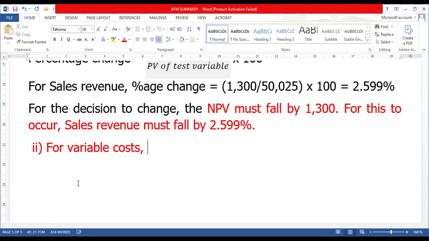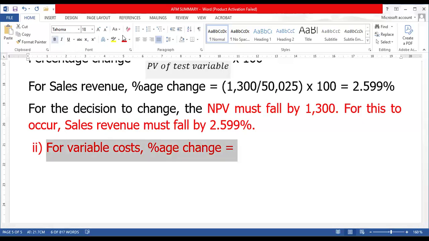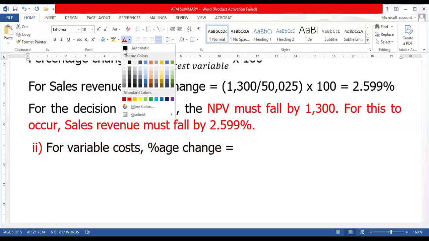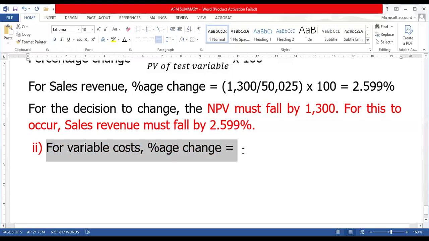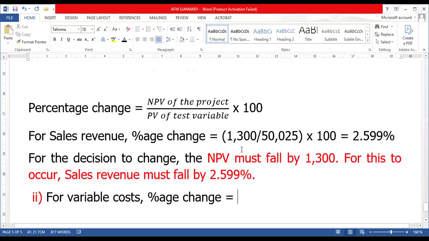What is the percentage change? You use the same formula, NPV over present value of a test variable. Here, the test variable is variable cost. So here I'm getting the NPV, which is 1,300, divided by the present value of the test variable, which is variable cost. What is the present value of the variable cost?